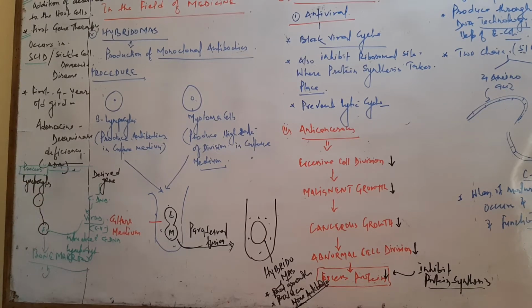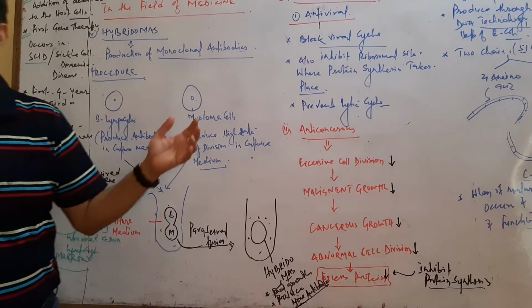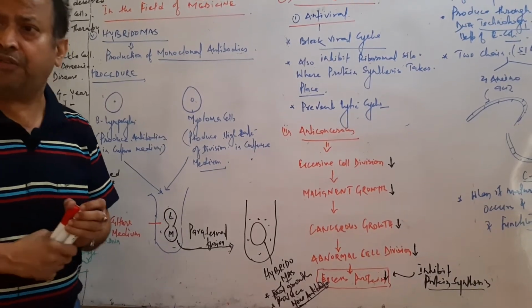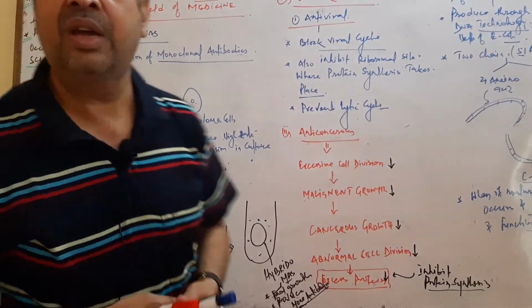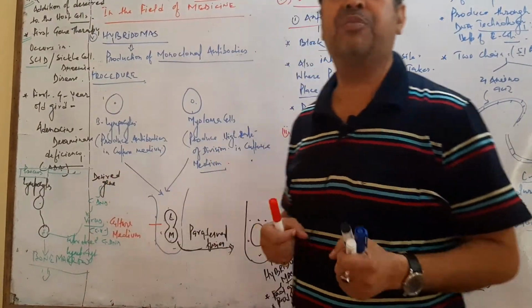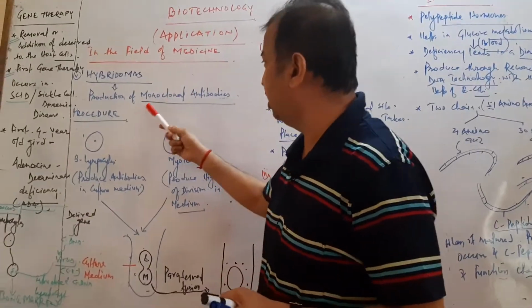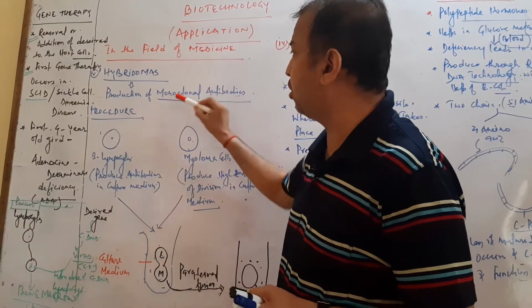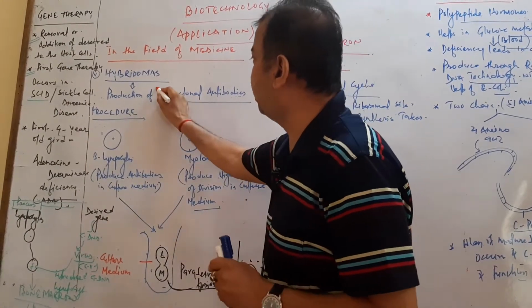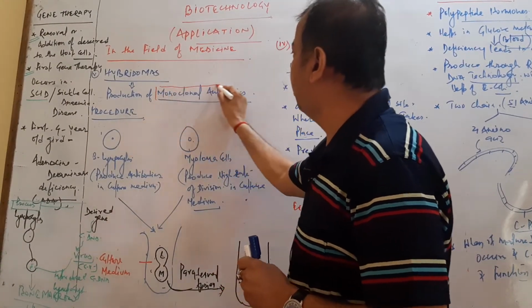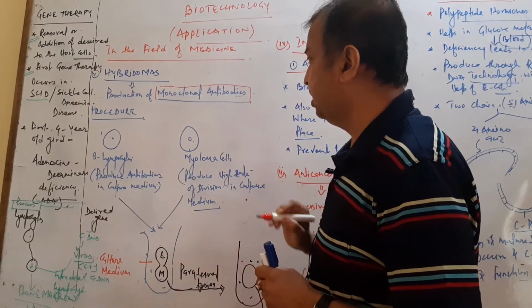Another process is called hybridoma technology. Hybridoma technology is not a DNA recombinant technology. It is just a process of the complete fusion of two cells. So in hybridoma technology, the production of monoclonal antibodies takes place.